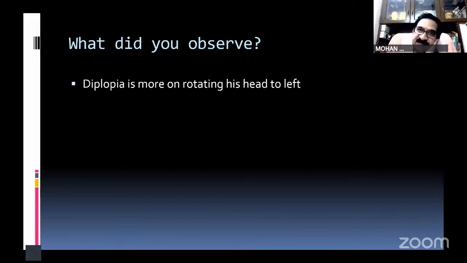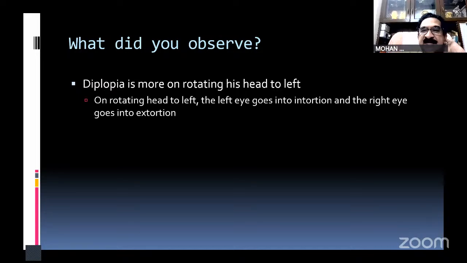Say my left side is like this. So that means on rotating to the left side, the eye rotation is intorsion on the left side, and the right eye is extorting, correct? The side in which the head turns, that eye will intort. The opposite eye will extort. So weakness of any of these muscles can produce this diplopia, worsening on that side. So it could be a problem with the intorters on the left side or extorters on the right side. So on rotating the head to the left side, left eye goes into intorsion, right eye goes into extorsion.